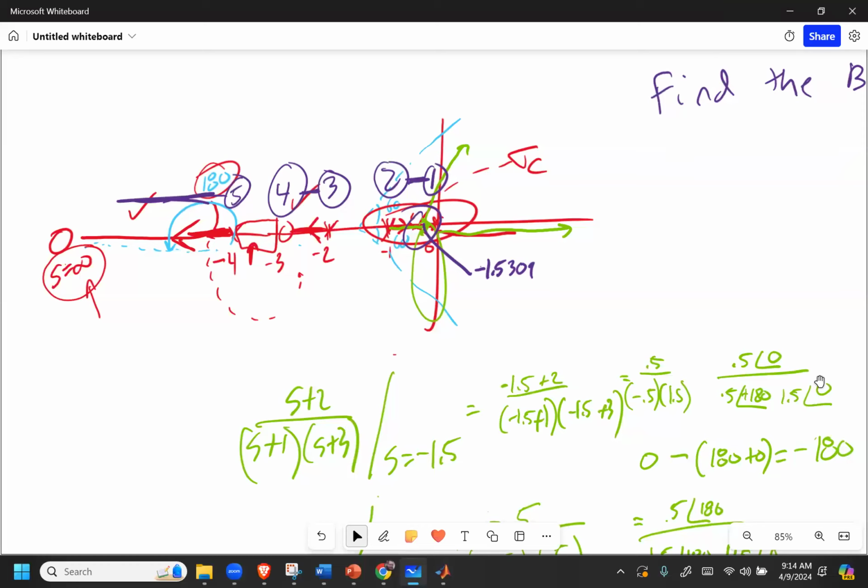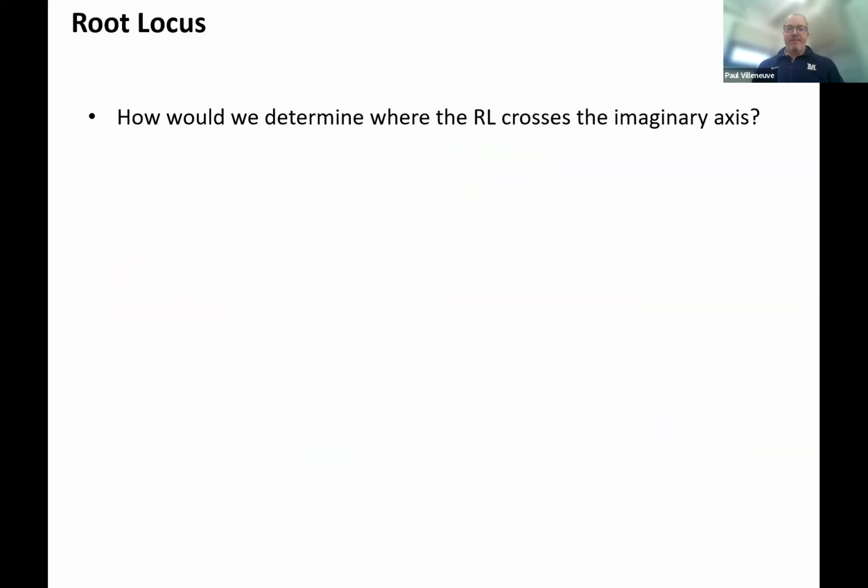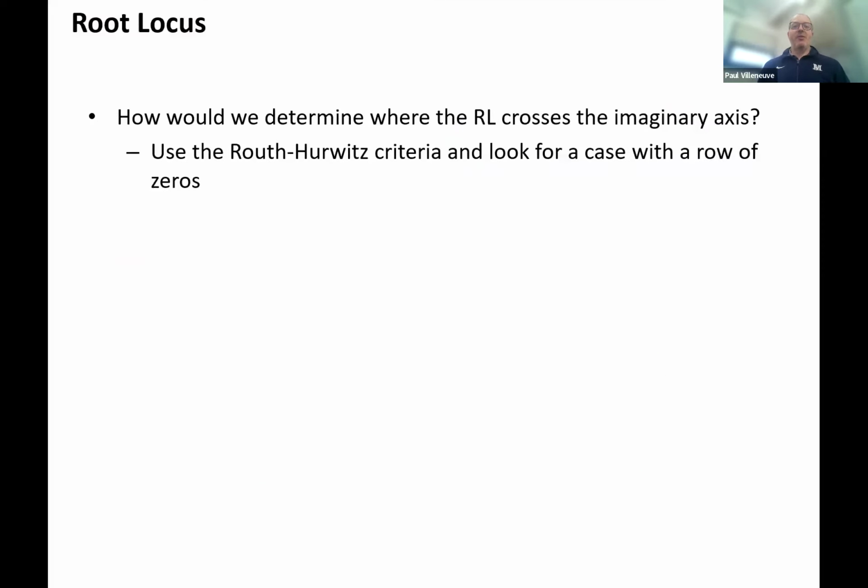Was it Routh-Hurwitz? Routh-Hurwitz. Remember when we had a row of zeros? You found the auxiliary equation. And what did you do when you took the auxiliary equation? Set that equal to zero, and what does it tell you? The complex roots, purely complex, and that's where you actually have j omega crossings. So use the Routh-Hurwitz.